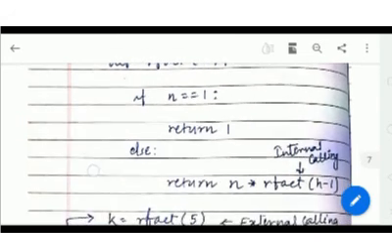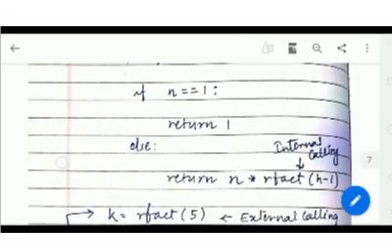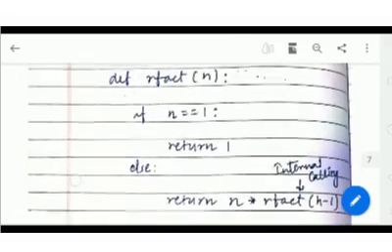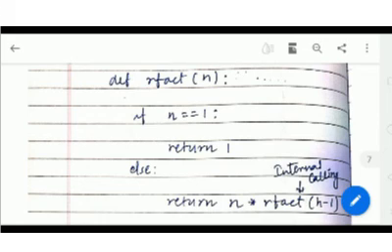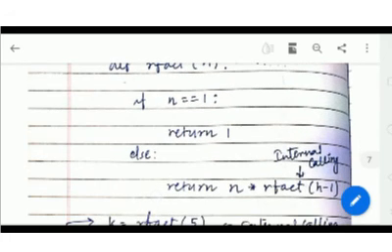Now if it is not 1, for example, someone has passed 3 as an argument. How can we execute it? The initial value of n is 3. This is not equal to 1, so it will not return. We'll come to the else part. Return n, that is 3, into, again calling this recursive function for 2. This value will not be returned to the calling program. This is being stacked. It is being collected.